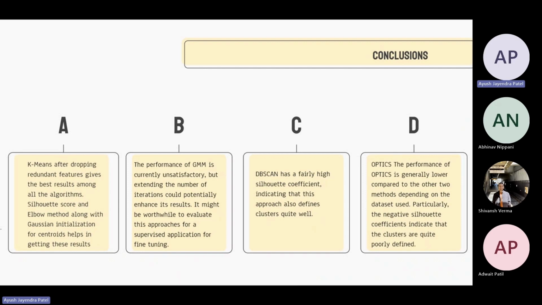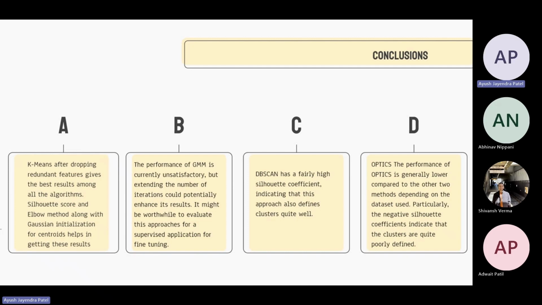With the k-means algorithm, after dropping redundant features, it gives us the best result among all the algorithms. The silhouette score and the elbow method, along with the Gaussian initialization for centroids, help in getting these results. The performance of GMM is currently unsatisfactory, but extending the number of iterations could potentially enhance its results. It might be worthwhile to evaluate this approach for a supervised application for fine-tuning.